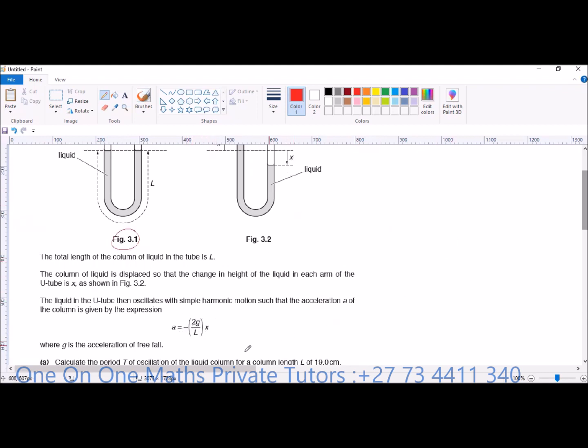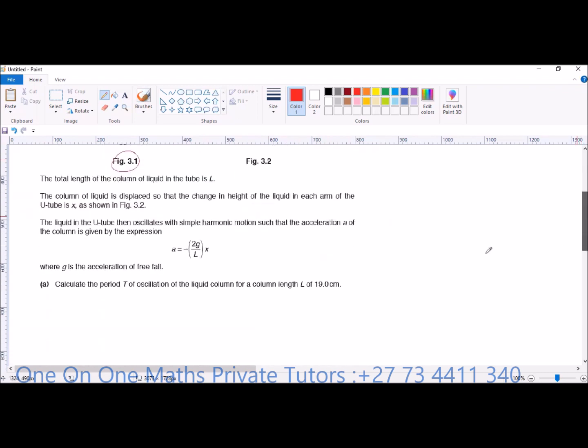Okay, this can be measured. Let's see what they gave. Calculate the period of the oscillation of the liquid column for a column length of 19 centimeters. The first thing we want to do in physics is change the quantities into standard units. We don't use centimeters. So 19 centimeters is equal to 0.19 meters.